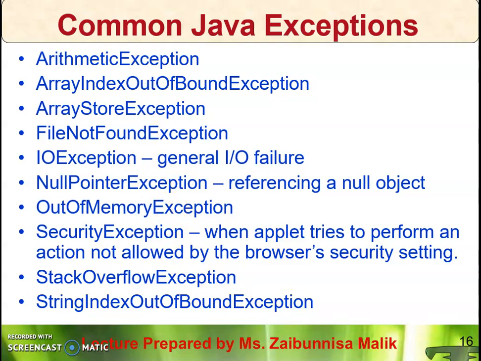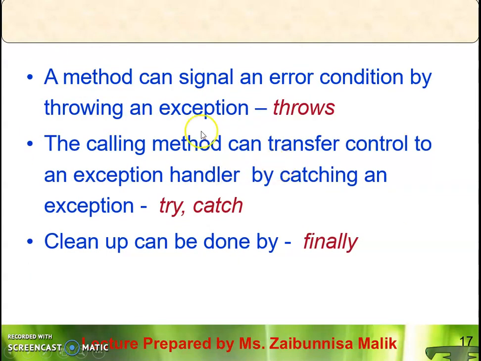So these exceptions can be handled. Now how to handle these exceptions? A method can signal an error condition by throwing an exception by using the throws keyword. In a program, the calling method can transfer control to an exception handler by catching an exception using the try catch block. And if we want cleanup, cleanup means we want to free our memory. So cleanup can be done in the finally block.